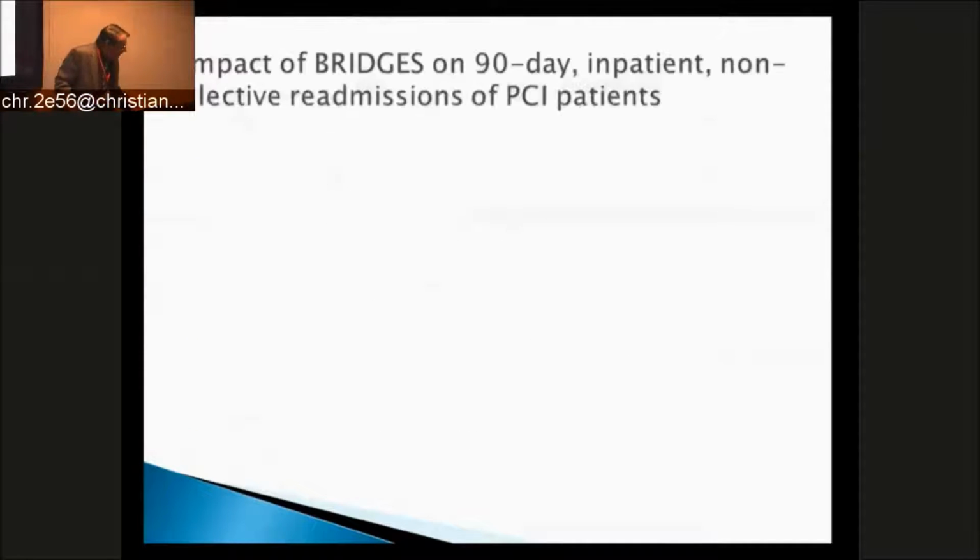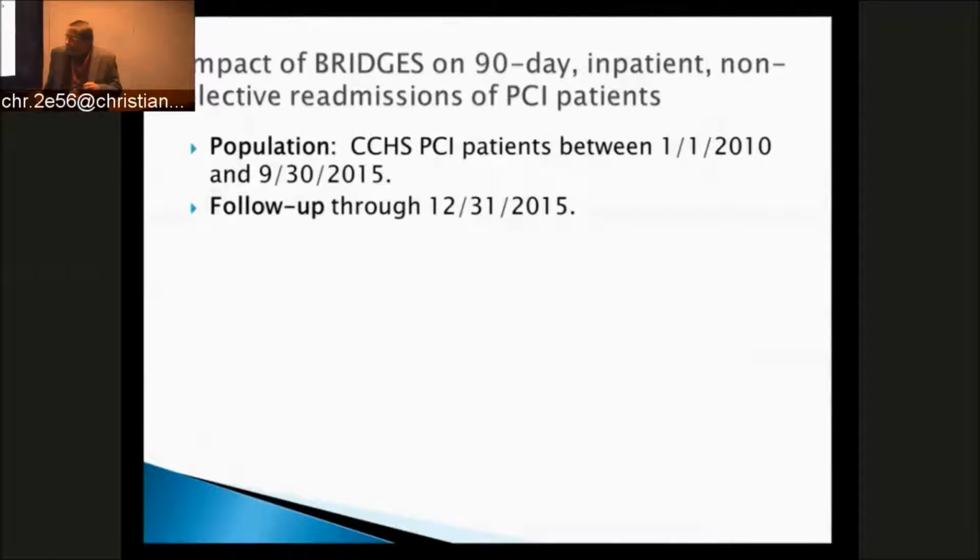Okay, so what I'm going to model, using the Bridges data, is 90-day readmission for specifically inpatient, non-elective readmissions of just PCI patients. So for the Bridges data, we have data from patients from 2010 up through the end of September in 2015. Then I'm picking a set of patients for which we had follow-up through the end of 2015, because obviously I'm looking at 90-day readmissions. I have to have 90 days past their discharge date. So sometime in late September was the last discharge date we had of patients.